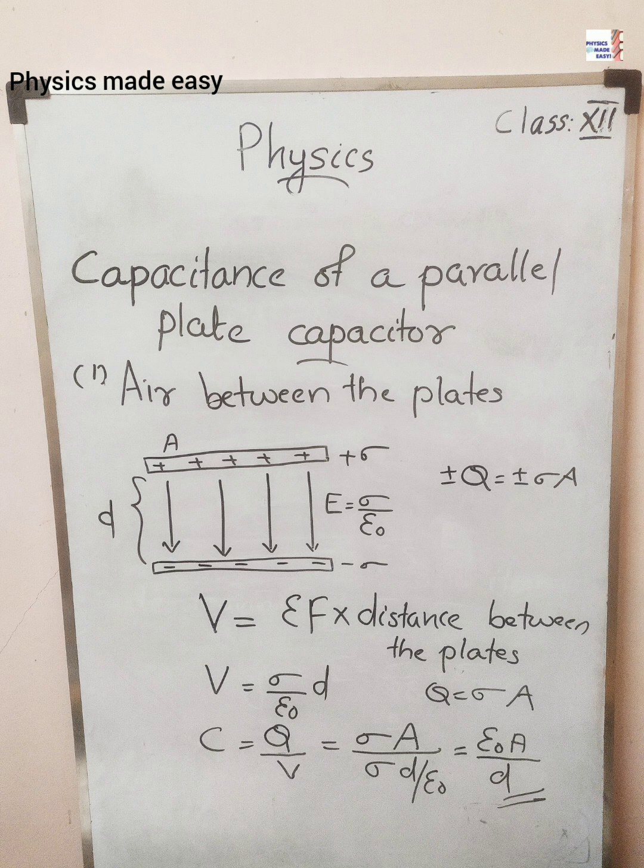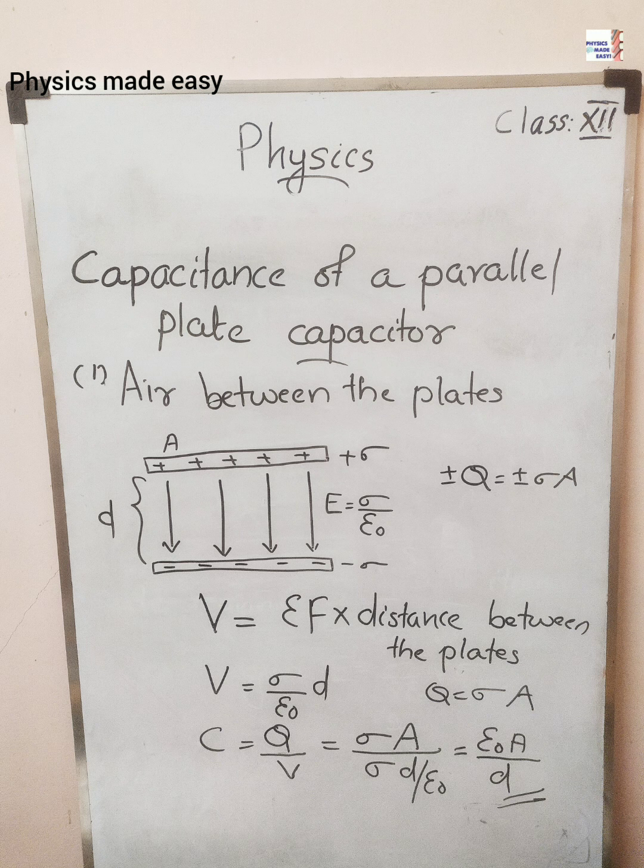Q is equal to sigma into A. So from that we can write, instead of Q, sigma A, and instead of V, sigma D by epsilon 0. So capacitance is equal to sigma A the whole divided by sigma D by epsilon 0. We can cancel sigma, then epsilon 0 by D into A, that is epsilon 0 A by D, that is capacitance.